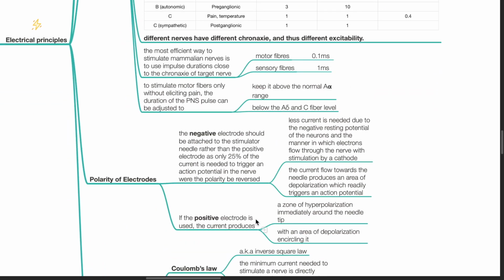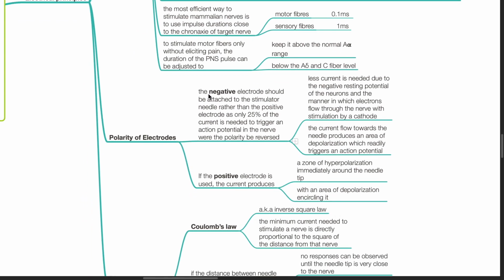Polarity of electrodes. The negative electrode should be attached to the stimulator needle rather than the positive electrode, as only 25% of the current is needed to trigger an action potential in the nerve, were the polarity to be reversed. Less current is needed due to the negative resting potential of the neurons and the manner in which electrons flow through the nerve with stimulation by a cathode.